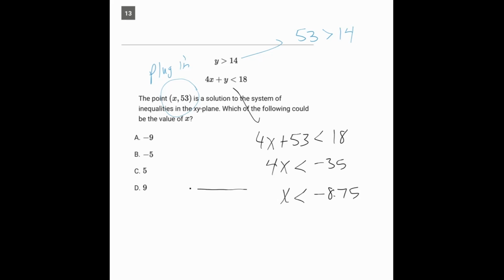Well, if you think of this on a number line, you have 0 right here, you have negative 8 right here, negative 9 right here. So negative 8.75 is around here. And we're seeing that x is going from there in the smaller direction. So which of these answers is in that area, in that domain? And that, of course, is the negative 9, which is right there. So the answer here is A.